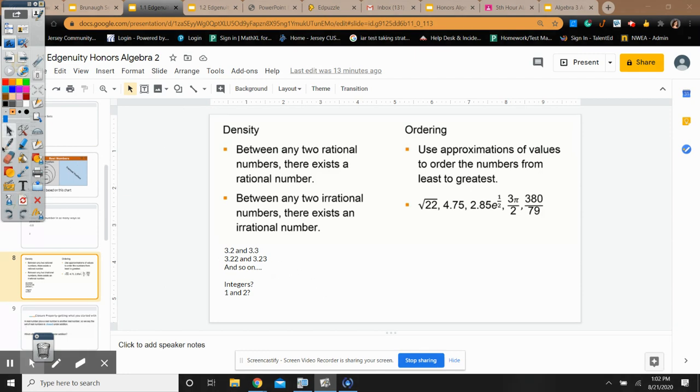Now, integers, on the other hand, are not dense because when you have 1 and 2, is there a number that's an integer that can be written in between there? And the answer is no.